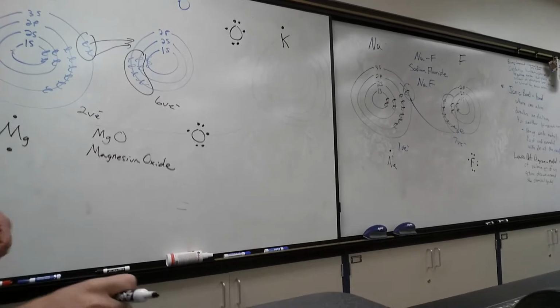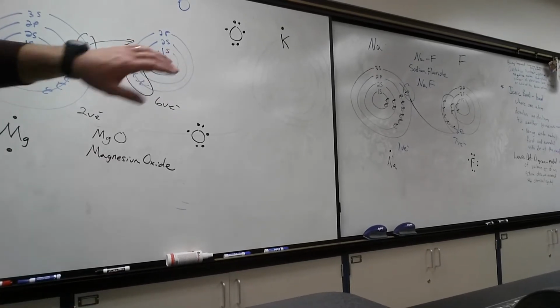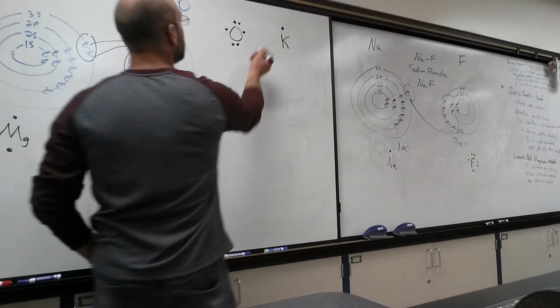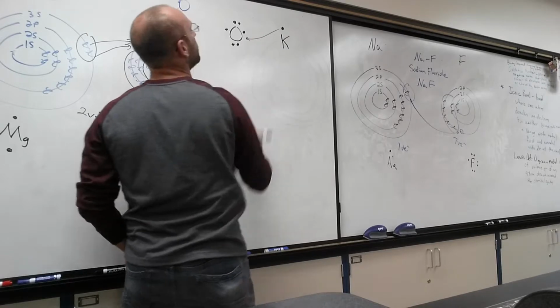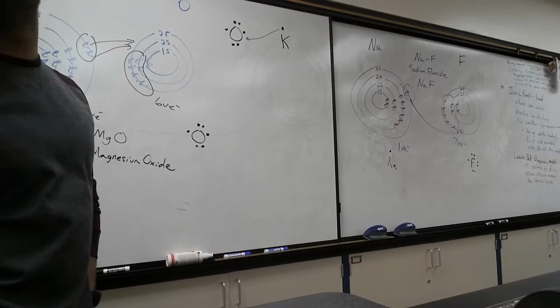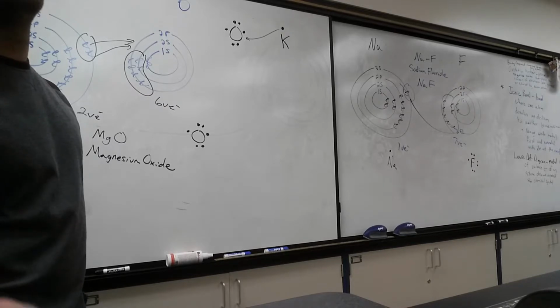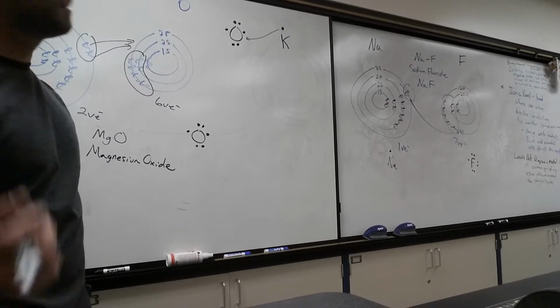The two examples we've looked at before have been binary. I have sodium with fluorine, I have magnesium with oxygen. That's easy. But what if I have potassium and oxygen? What happens if I donate that electron from potassium to oxygen? We only have 7. Potassium's good, but I only have 7. Anybody have a suggestion? Another potassium.